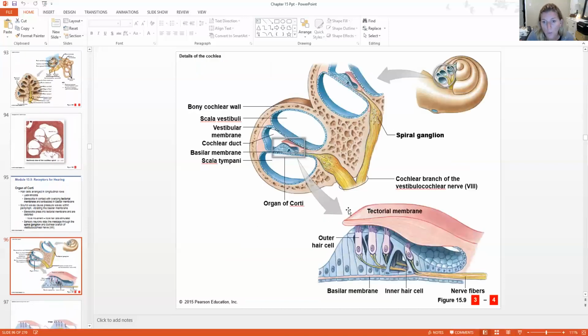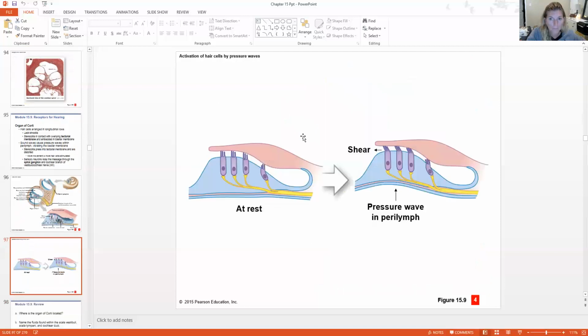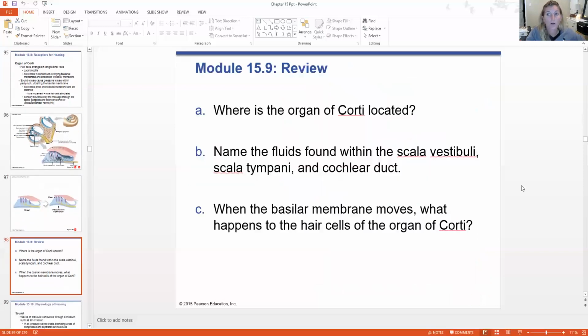So here you see the whole process. The tectorial membrane becomes distorted from the vibration. That's going to be detected by these hair cells. The hair cells are going to carry that information to the nerve fibers. Again, the tectorial membrane is within the organ of Corti, which is between the scala vestibuli and the scala tympani. There you see just some type of pressure wave from the sound waves. You can pause the video here, go back and answer these 3 questions.